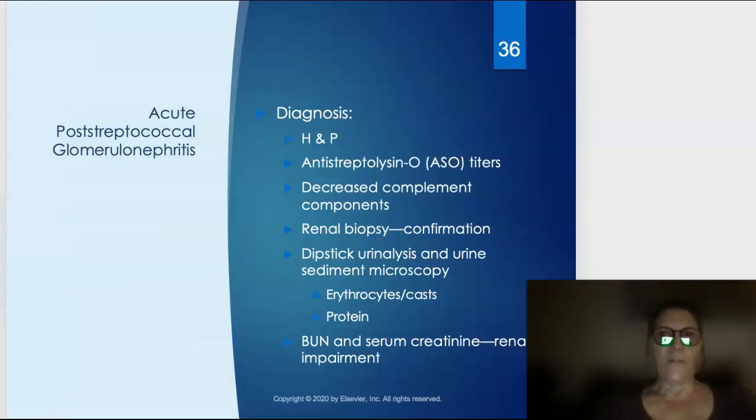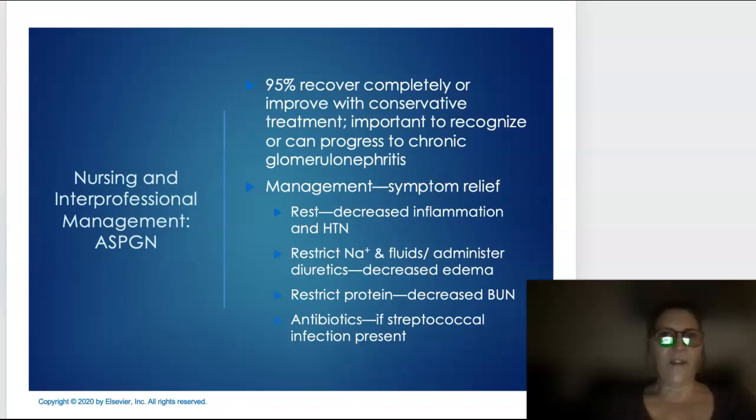We're going to do a history and physical. We're going to do titers, decreased complement components. We might do a renal biopsy to confirm, a dipstick urinalysis and urine sediment microscopy to look for erythrocytes and protein, and a BUN and serum creatinine to see if there's been any actual renal impairment. So 95% recover completely or improve. It's important to recognize that to make sure it doesn't progress to chronic glomerulonephritis.